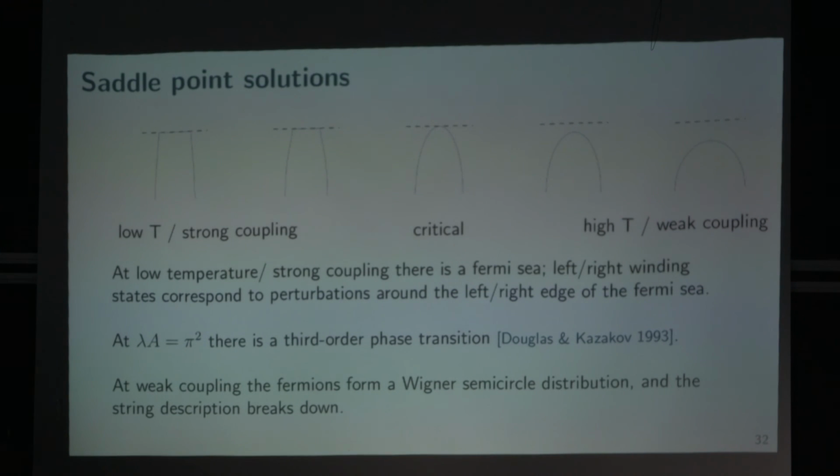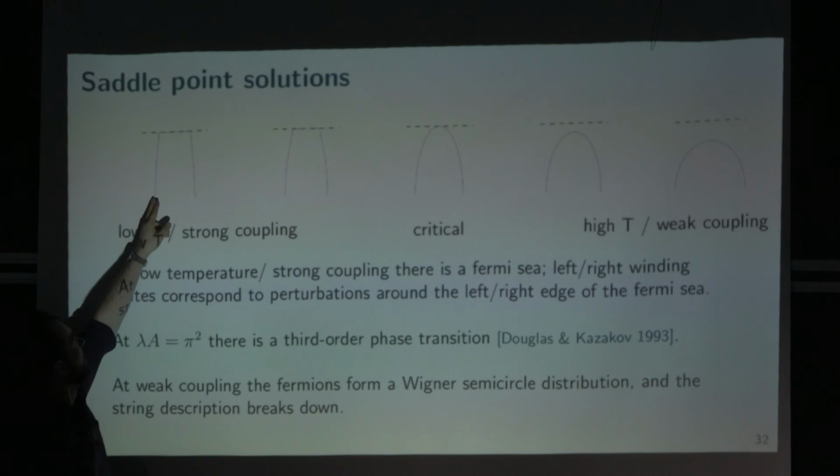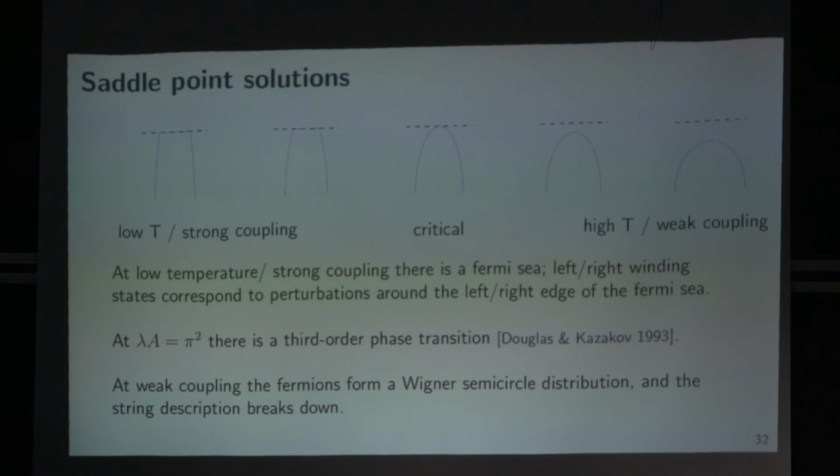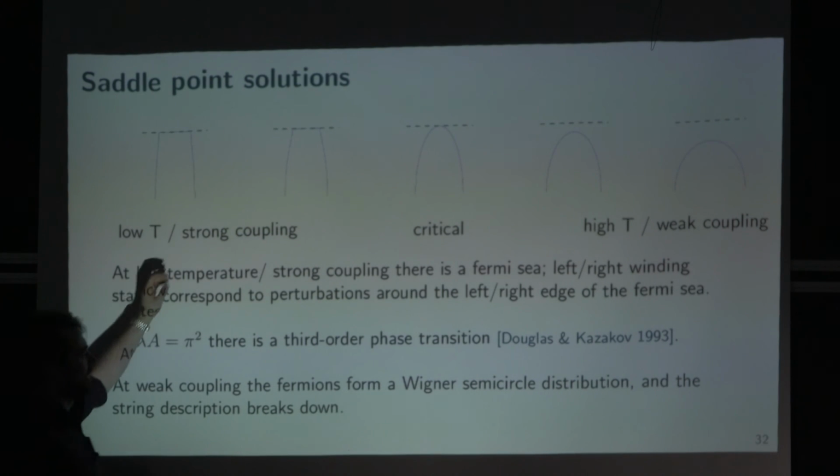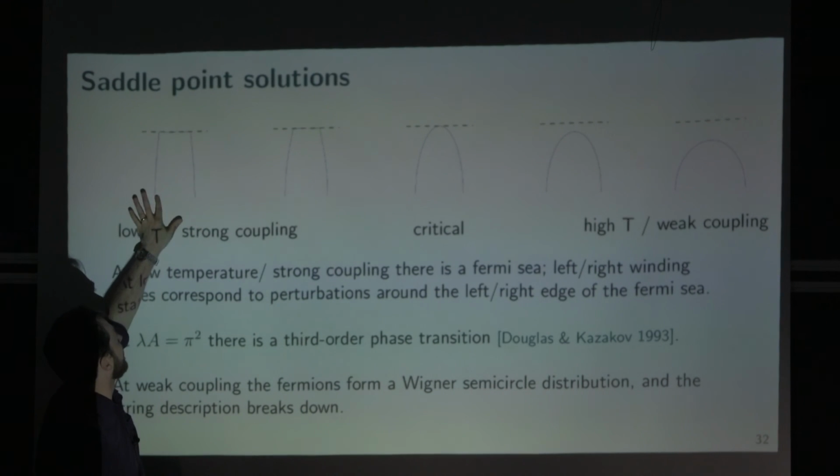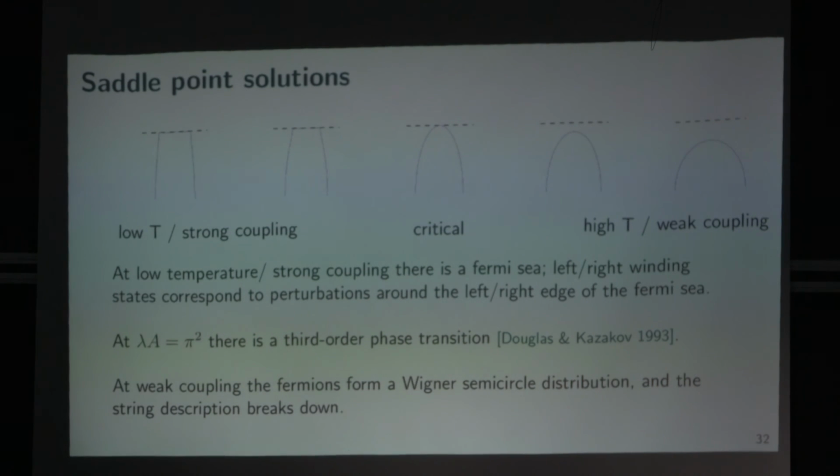At low temperature and strong coupling, the external potential dominates. It forces the fermions together into a kind of Fermi sea configuration. This is the regime where the string description is good. The strings are little fluctuations about this Fermi sea. The fact that you have left and right winding strings corresponds to the fact that you have excitations of the left and right edges.